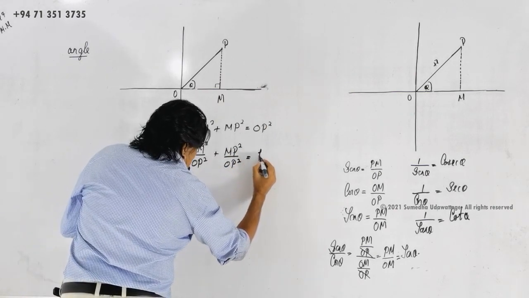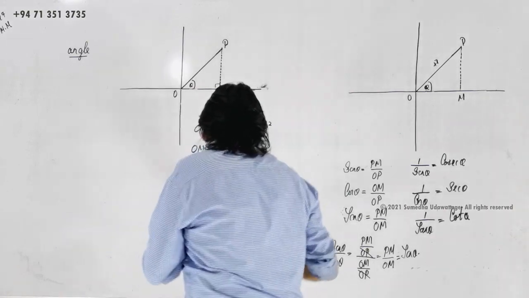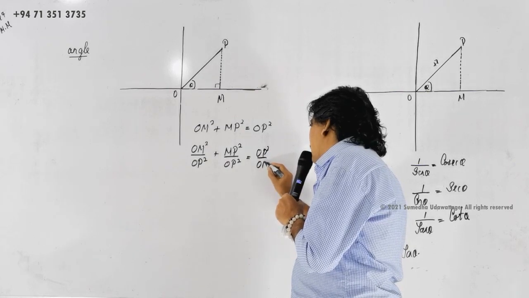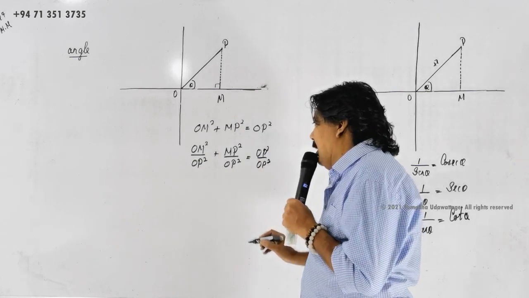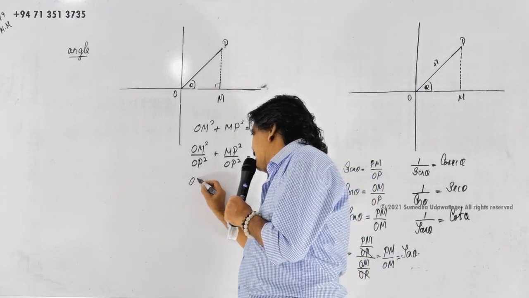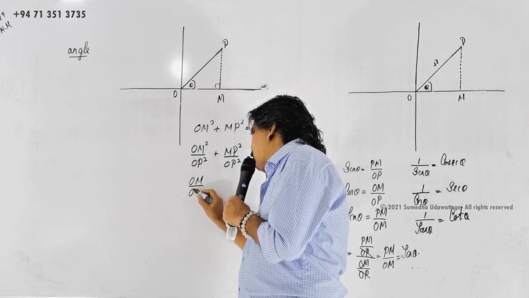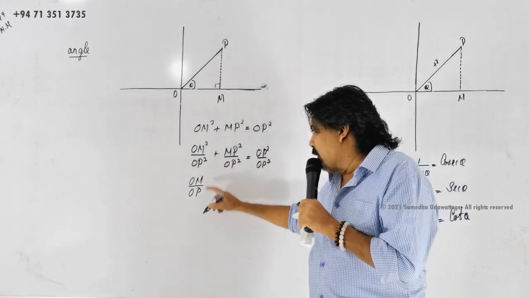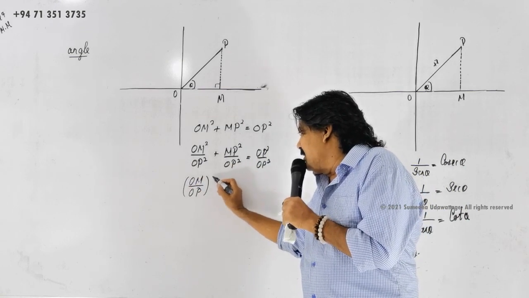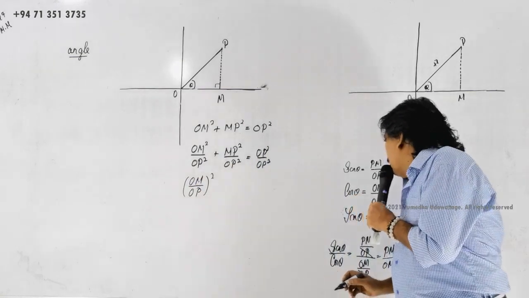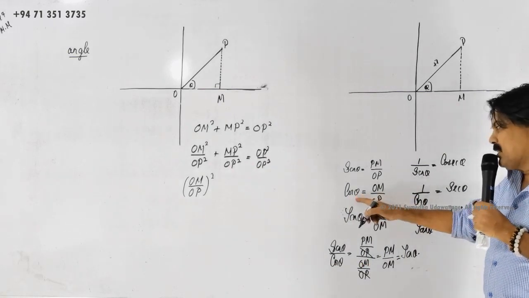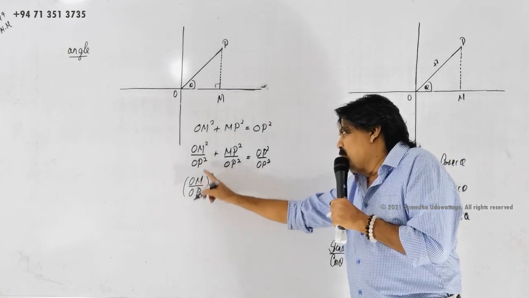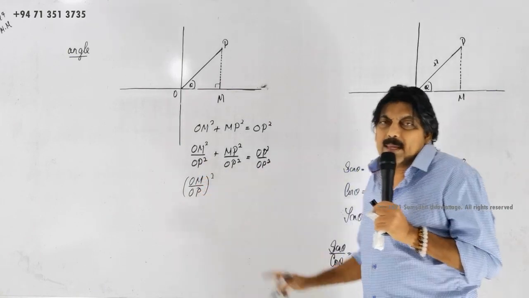OP square divided by OP square is 1. Now I would write this as OM over OP, the complete thing squared. Why? Because OM over OP is cos theta. With the intention of writing cos theta here, I wrote it in the form OM over OP.